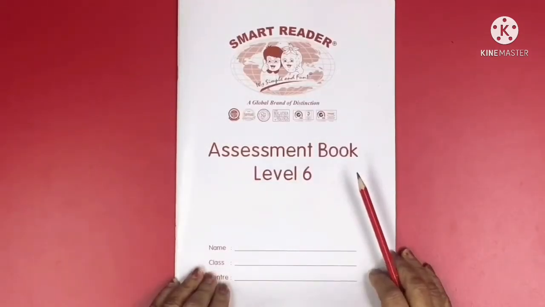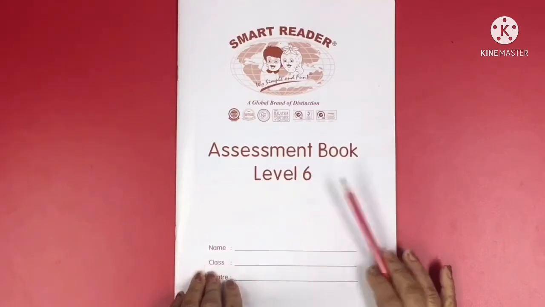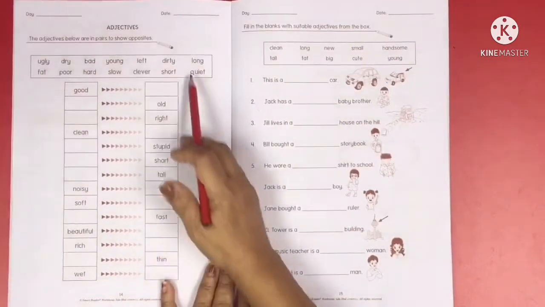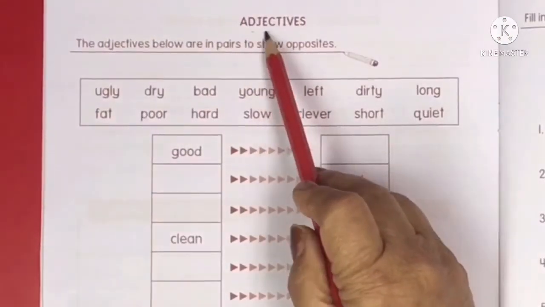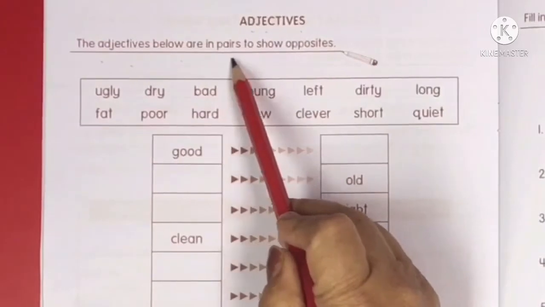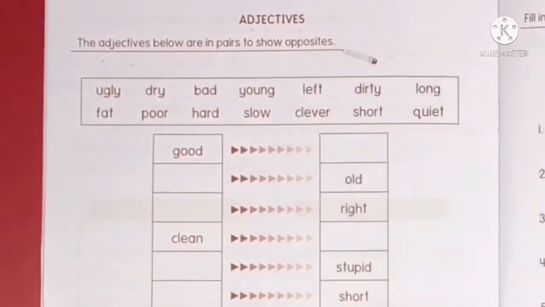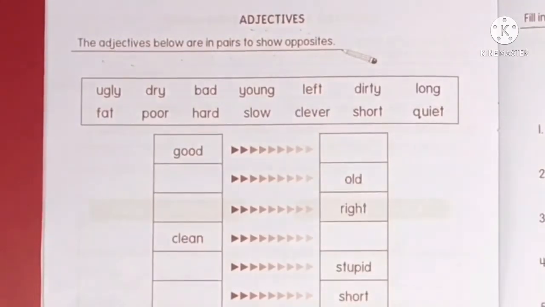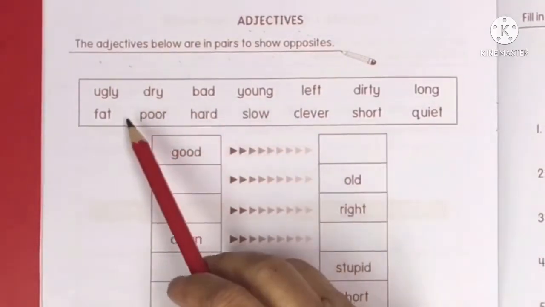Please take out your assessment book level 6 and turn to page 14. Now, we are going to start with adjectives. The adjectives below are in pairs to show opposites. Remember adjective? They say more about a noun. Now, let's go through the words.